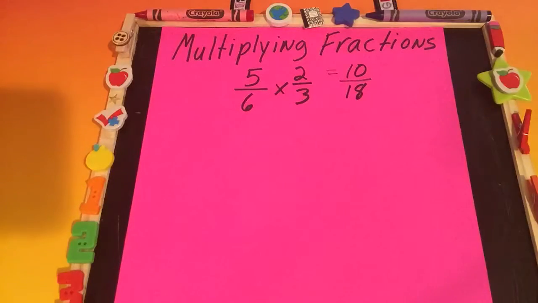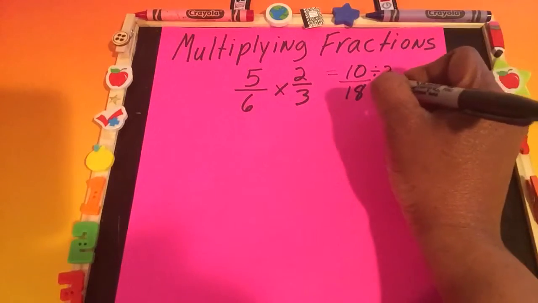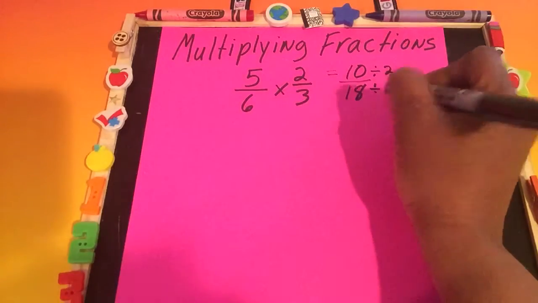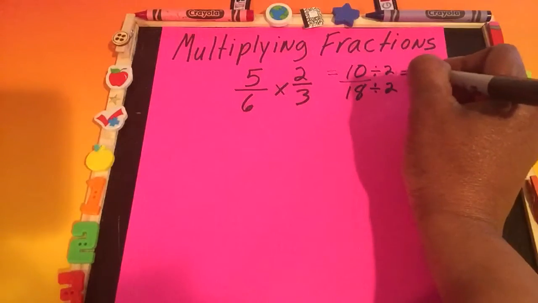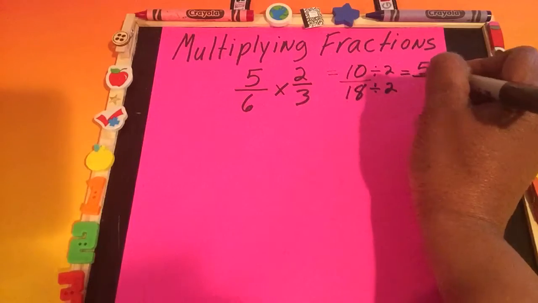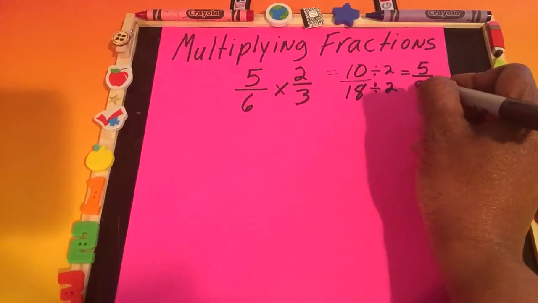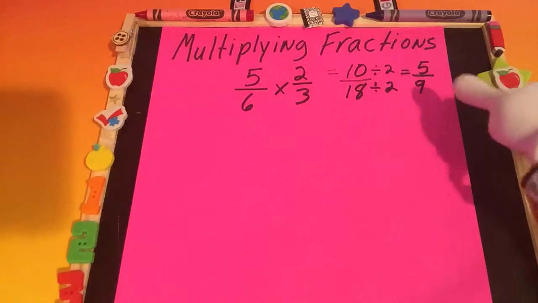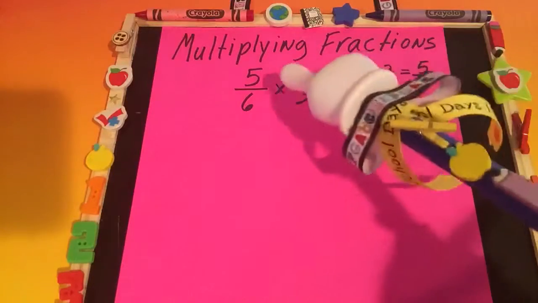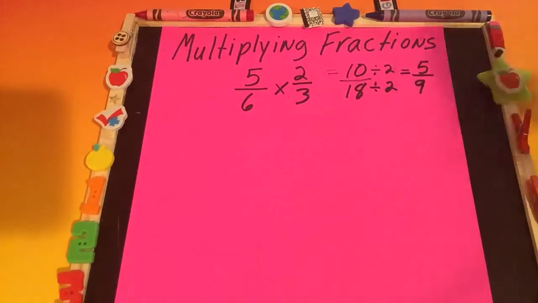So I'll go ahead and I will divide 10 by 2 and 18 by 2. And when I divide 10 by 2, that's 5. 18 divided by 2 is 9. So our final product is 5/9. 5/6 times 2/3 is 5/9.